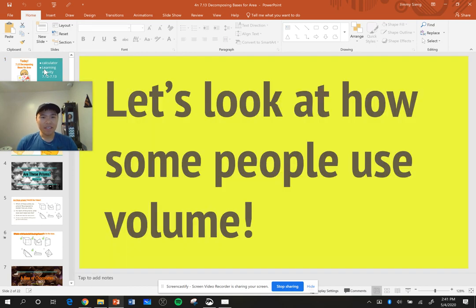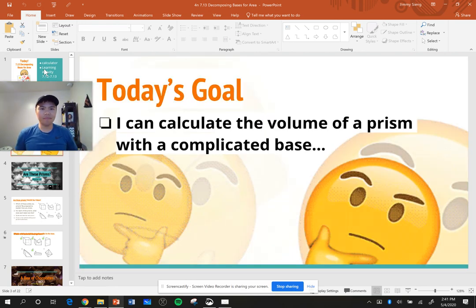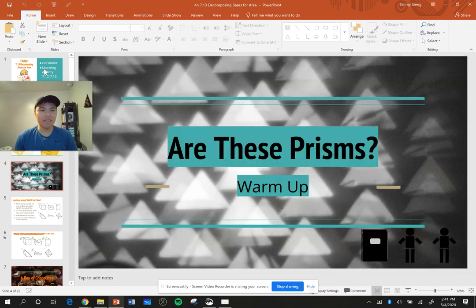So we're going to look at how some people look and use volume, okay? You should be able to calculate the volume of a prism with a complicated base. So let's talk about this first with a warm-up.